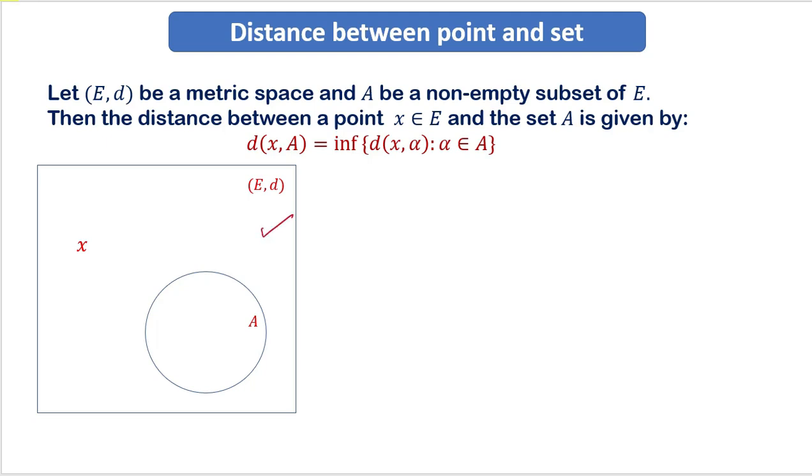E is taken as a rectangle on your screen. I don't say that any metric space can be represented by a rectangle, but just to explain the concept and for lucidity in the explanation, I have taken the rectangle as a metric space. The set A is taken as a circle and X is any point in the metric space. Now we have to see the distance between the point and the set in the sense of the metric which we have defined on the metric space.